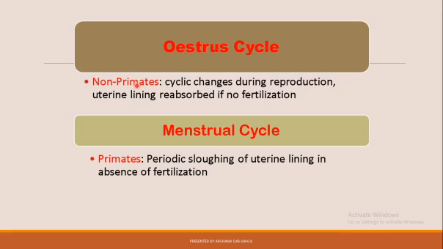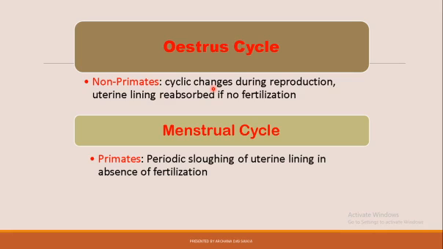Now in these animals, what happens is the oestrus type of reproductive cycle occurs in the female individuals. In them, cyclic changes during reproduction take place. Cyclic changes during reproduction means the uterus of the females will undergo some changes so as to prepare the body for fertilization and conception, so that they can bear the fetus, and after that accordingly give birth.